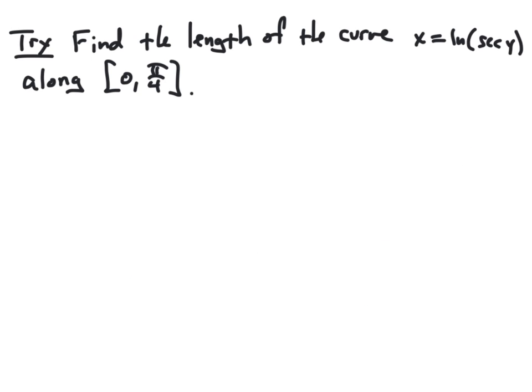If you'd like to try a similar example, find the length of the curve given by the equation x equals natural log of secant of y along the interval 0 to pi over 4. Resume the video and see the full solution in a few seconds.